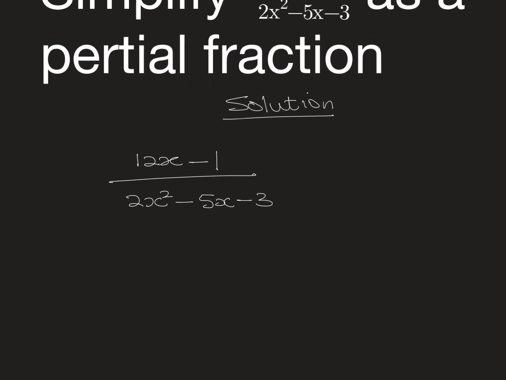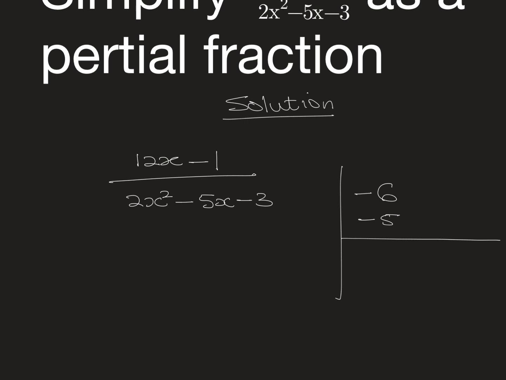Now what we're going to do here is consider the denominator, and it is a quadratic equation. So we will see if we can factorize it. And this quadratic equation is factorizable. So what we do is we take the a term multiplied by the c term, that is 2 times negative 3, which is negative 6, and we write down the bx term, which is negative 5.